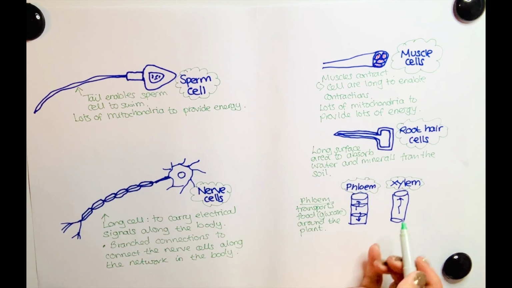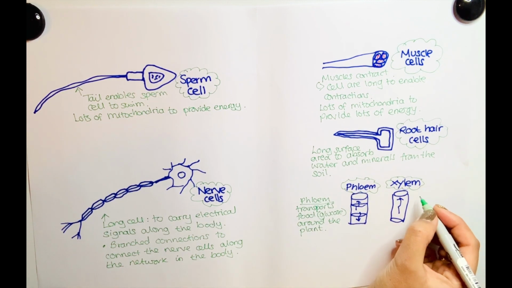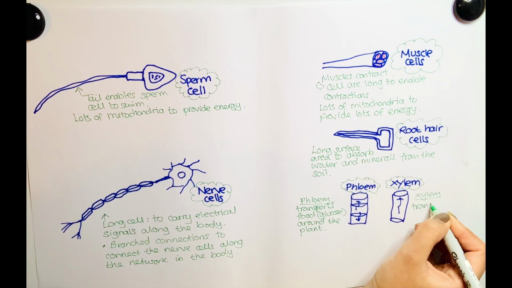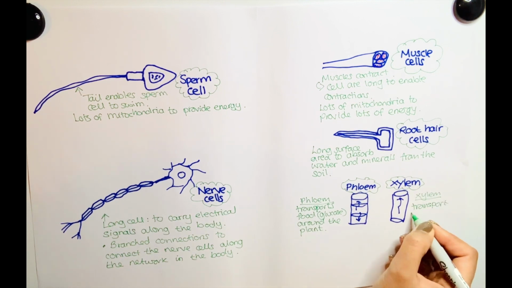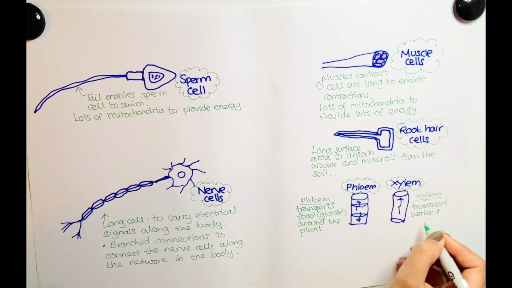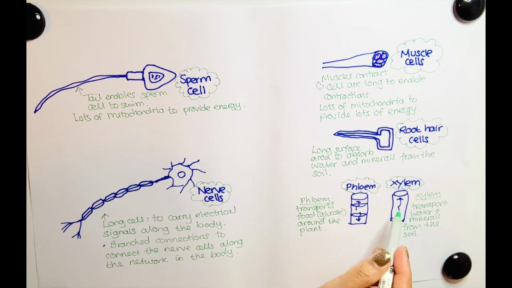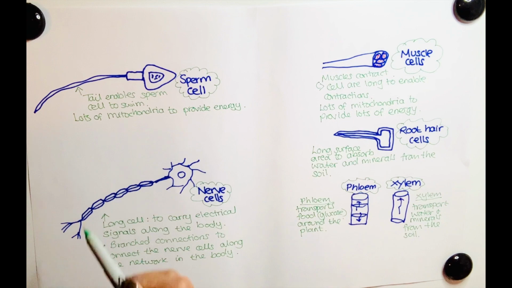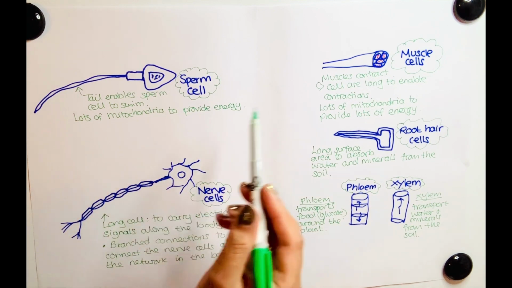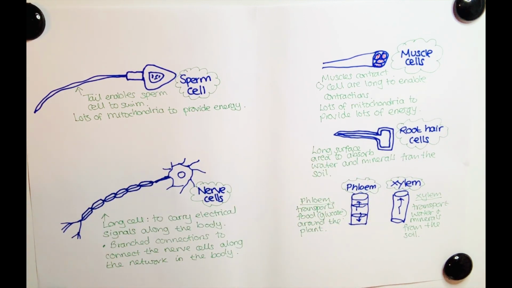Now, if we look at the xylem here, the xylem is used to transport the water and minerals from the soil. If you think about it, the water and the minerals are going to come up from the root, so we want this just to go in one direction, going up the plant to all the places where it's needed. These cells are called specialised cells, the differentiated cells, because their structures have been changed to enable them to carry out the job that they need to do.